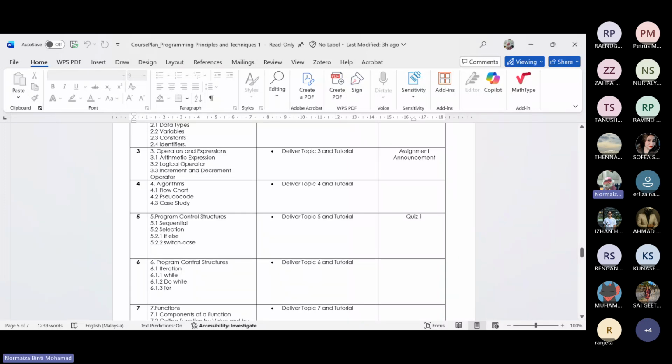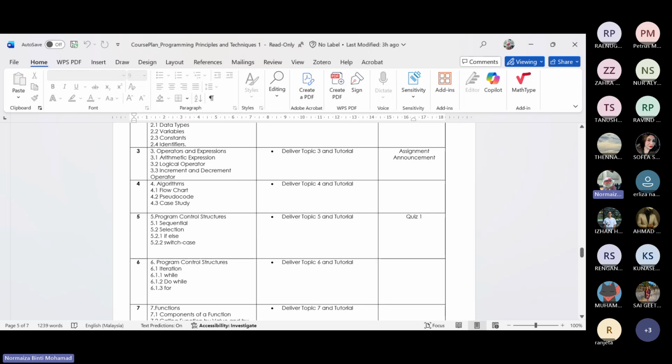And then topic 6 is basically a continuation of control structure. So if in topic 5 we look at how to choose different types of choice, in topic 6 we look at repetition. Topic 6 is the control structure where we have iteration: while, do while, and for.